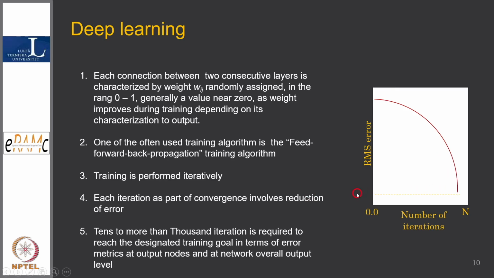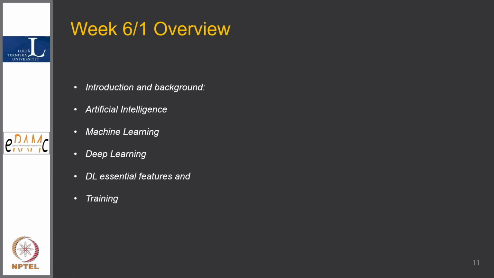This value is ranging from 10 to the power minus 3 to 10 to the power minus 4, root mean square error. Okay, and the number of iterations depends on the computer. Earlier days it used to take 10 lakhs, or 10 to the power 5 iterations or 10 to the power 6 iterations. Now it takes very few iterations, because computational facilities have really improved. So this is all about training.